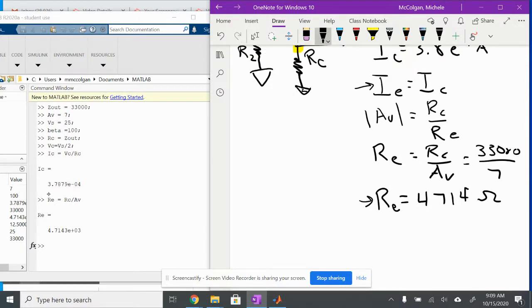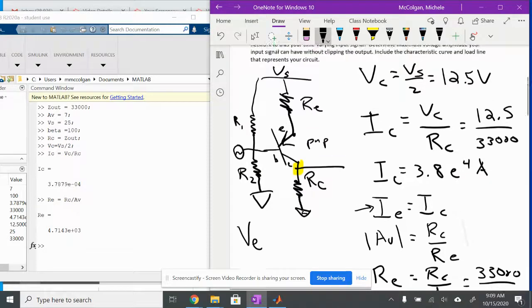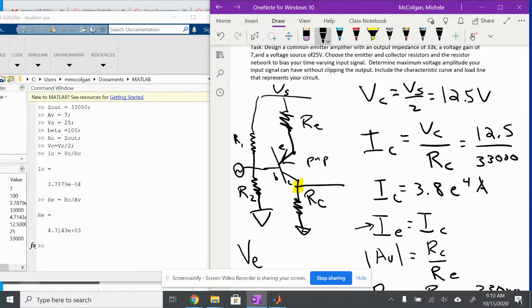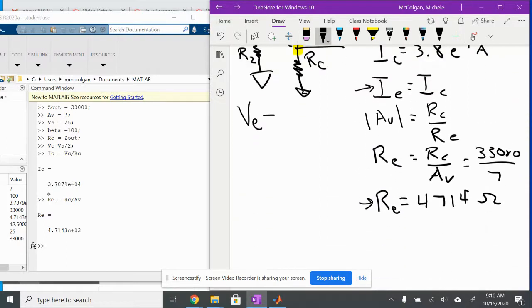So I'm going to say then my VE, so VE is the voltage here, right here. And so what I need to do is I can calculate the voltage drop across this resistor, so across RE, by taking I times RE. And then if I subtract that voltage drop from VS, that's going to give me this VE value right here. So VE is going to equal VS, the voltage source, minus IE RE.